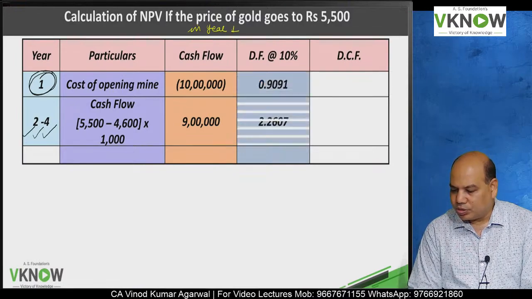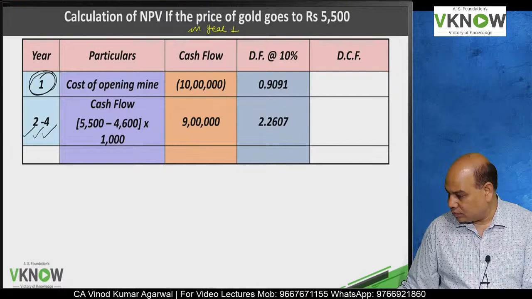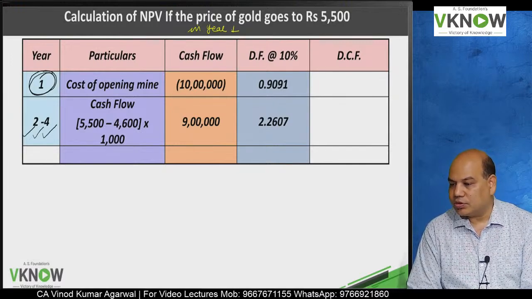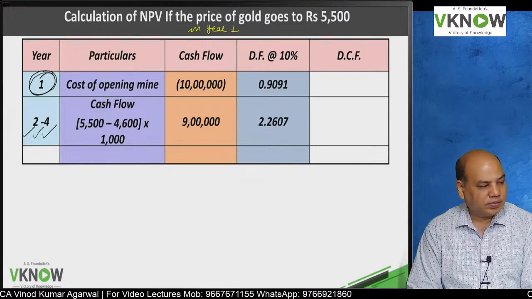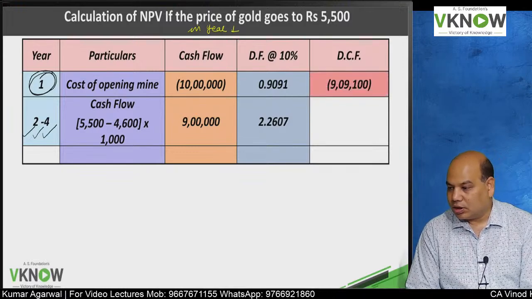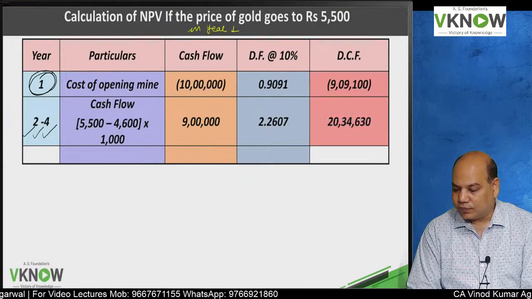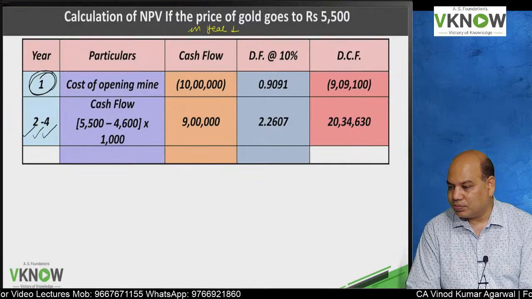And then you compute the present value. 0.9091, 2.2607 is the factor. Multiply please. 9,09,100. For years 2 to 4, multiply please. 20 lakh 34,630. Very good.